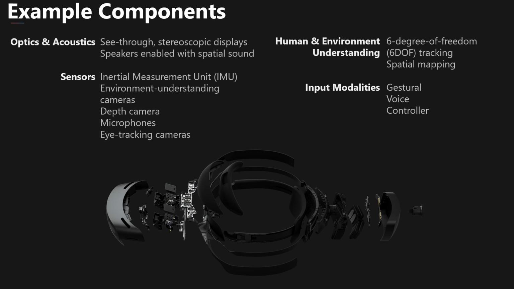For human and environment understanding, there's the 6 degree of freedom or 6-DOF tracking system we use to know where the person is in their environment, and also spatial mapping that keeps track of the environment around you and all the surfaces. Finally, there's input modalities that we use to provide control of the applications. There's gestural, like hand tracking, things like that, voice commands, as well as the option to use controllers.